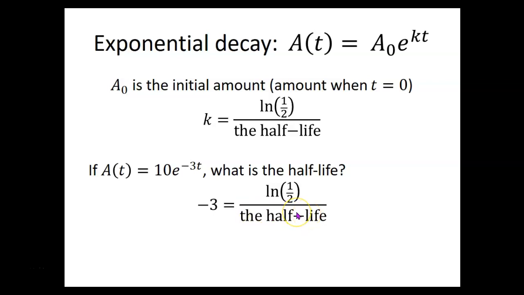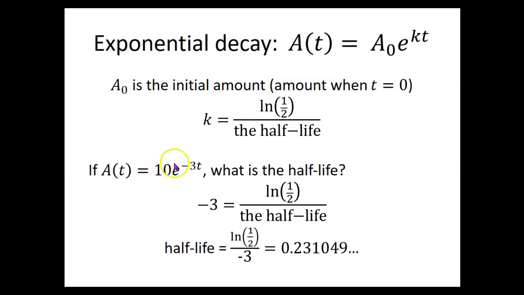And then to solve that equation, you can multiply both sides by the half-life, divide both sides by negative 3. And it turns out that the half-life is ln of 1/2 divided by negative 3, which comes out on the calculator as about 0.231049. So that would be in whatever units t is in, years or whatever. That's the half-life. That's how long it would take before the amount that you have left reaches half of the amount you start with.